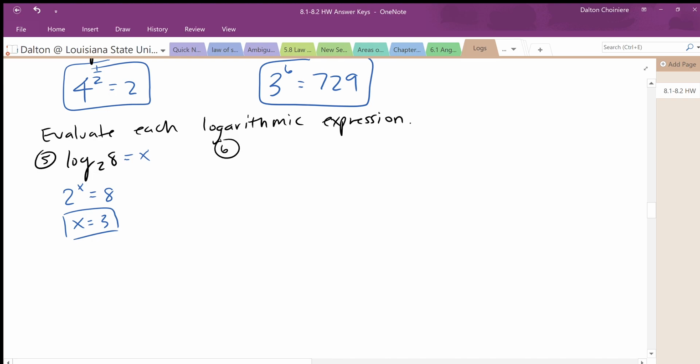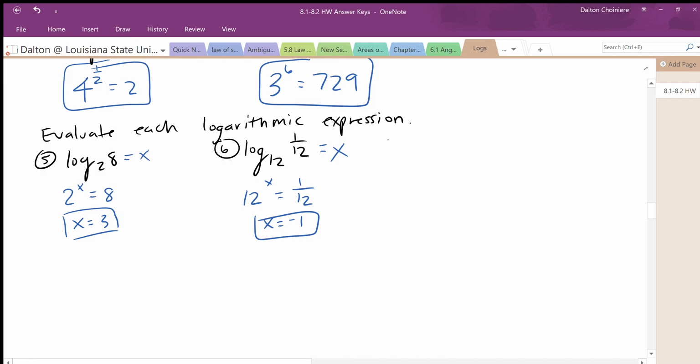Let's do another, number 6. Log base 12 of 1/12. If I want you to simplify this expression, you would say, okay, this expression is just equal to some number x. Again, if you follow the exponential to logarithmic and vice versa rule, then you would say, okay, the base is 12, so then 12 to some power x is equal to 1/12. Therefore, x would equal -1.